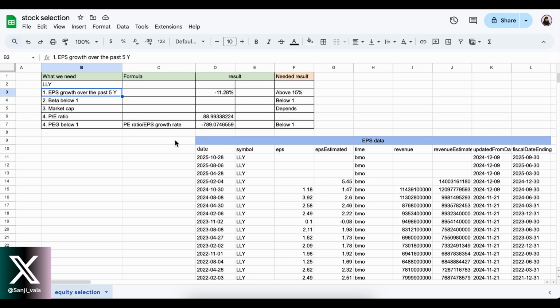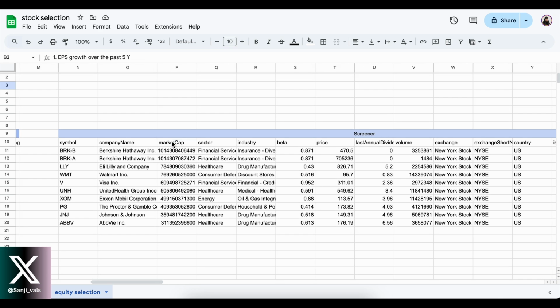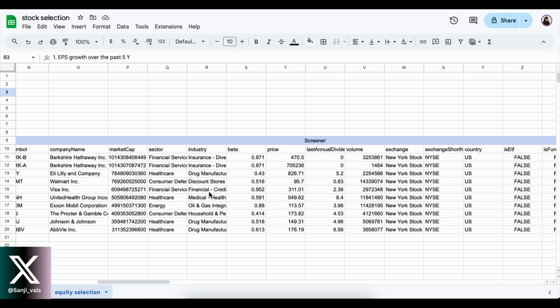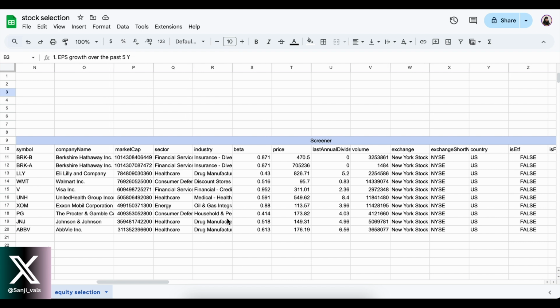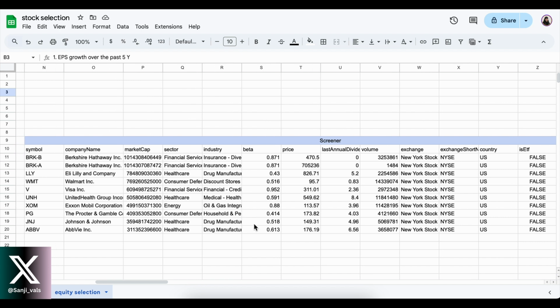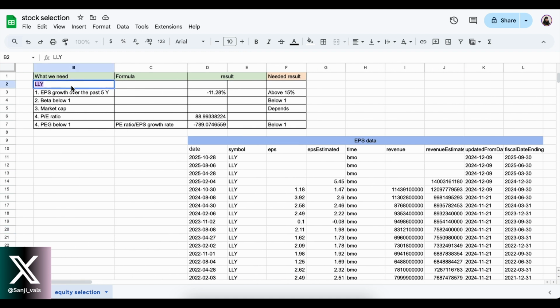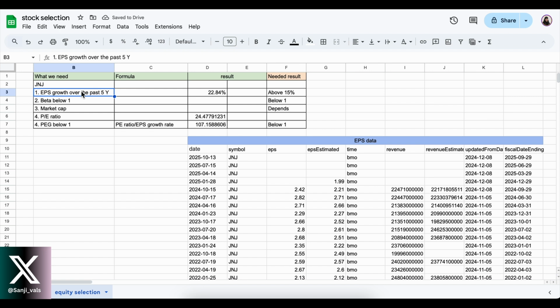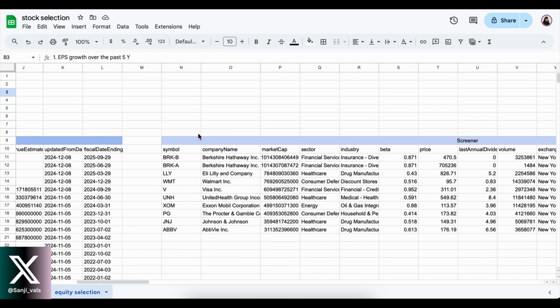Yeah, it has a negative number. So let's try another share, we're trying to find low PEG ratio. For example, let's try Johnson & Johnson. Just copy the stock ticker. Yeah, it also has higher ratio.